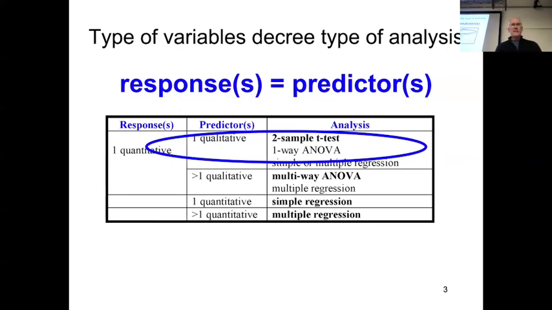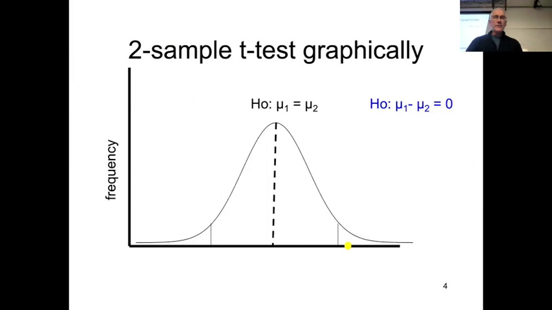That can also be done, it's mathematically equivalent, as a one-way ANOVA. It could even be done, and this is the beginning of blowing your mind, I guess, if you haven't thought about it this way, as regression, simple regression. We talked about this already, so we don't have to spend any time on it.